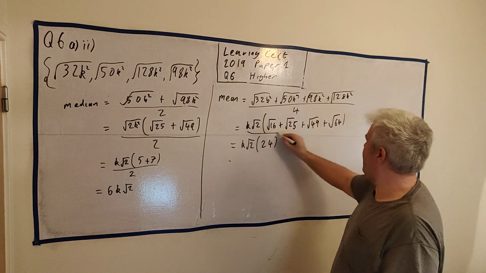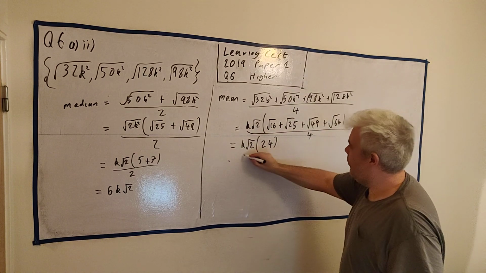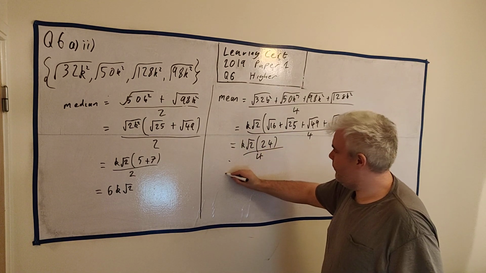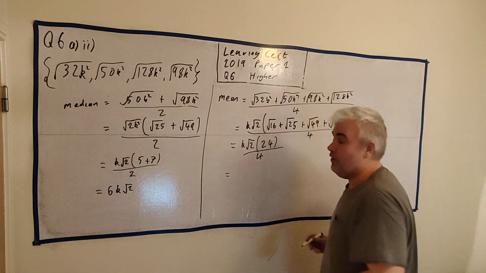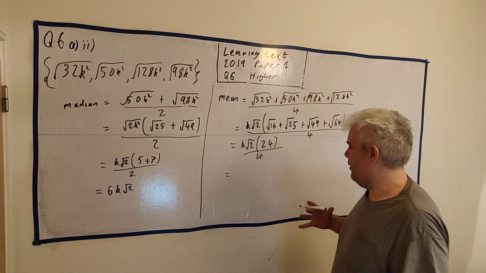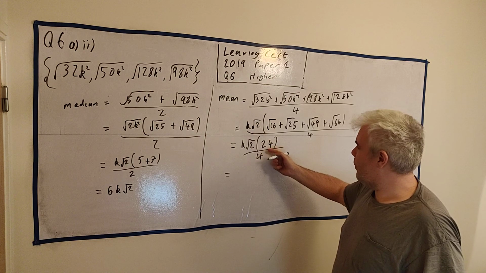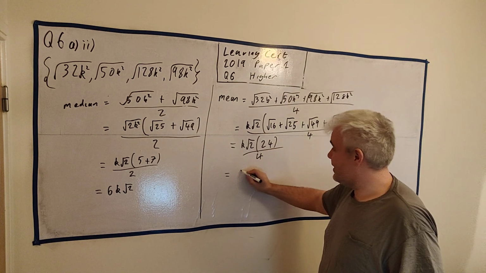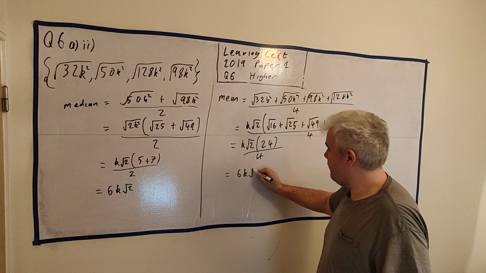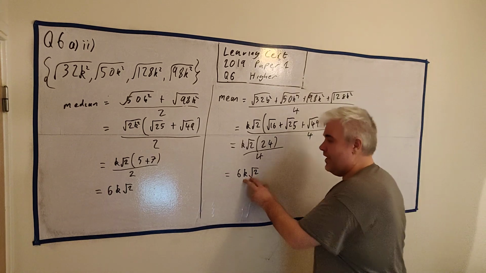Oh, sorry, I've left something out here. This is all divided by 4. All divided by 4. Apologies for that, if you noticed that. Why didn't you speak up? Oh yeah, we're on a video, I understand. Okay, 24 divided by 4 is 6. k square root 2. Same.